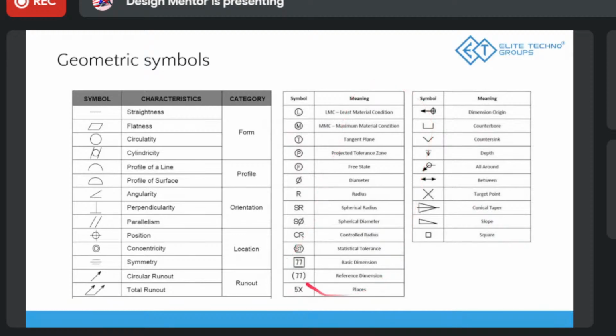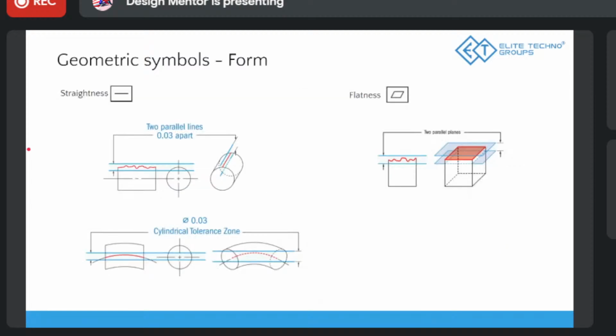And there are some extra symbols. Usually you won't be using all of these symbols. For starters, you'll be using most of these symbols and a few of these like MMC, LMC, and then we have diameter, radius. We will come through all of those. We'll see what exactly they are. So let's start with form.